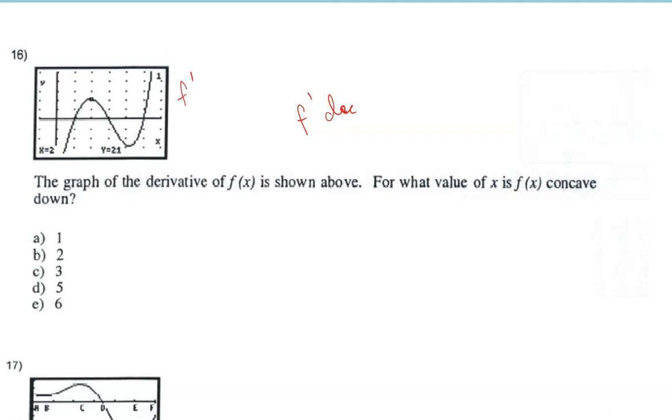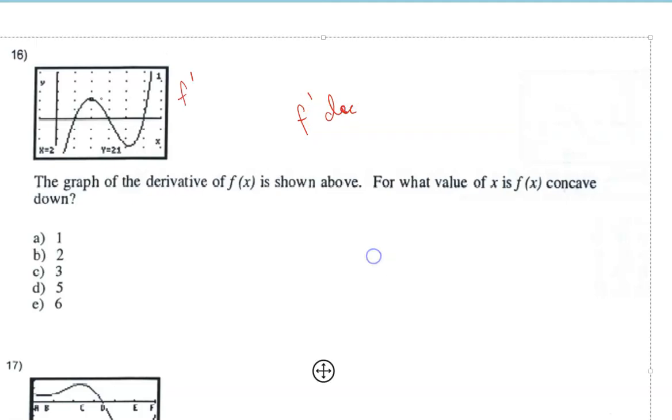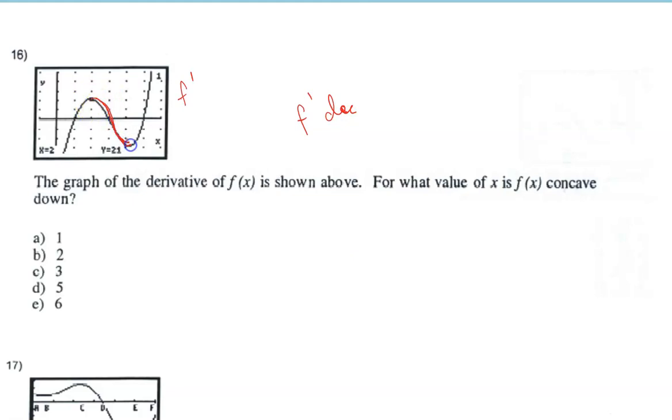Okay, so where is this graph decreasing? It is decreasing on this interval. Okay, on this interval. So of these values between 2 and 4, which one of those is an option here, and the only one is 3, okay?